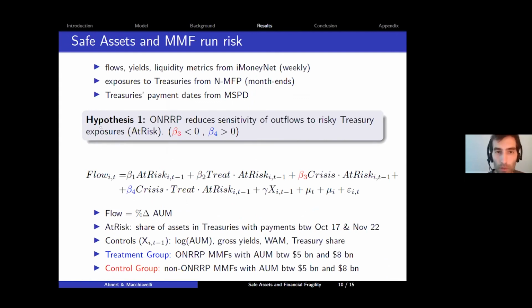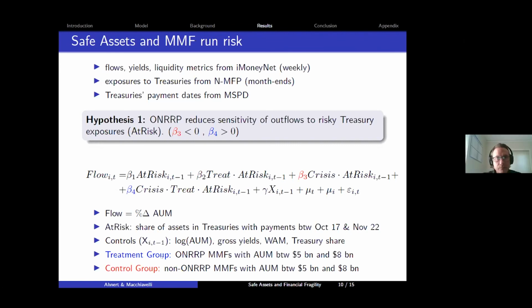The first question we want to test, again in line with the model, is whether the overnight reverse repo, or the safe asset, reduces the sensitivity of outflows to risky treasuries. So we do that in a diff in diff setting where we look at the sensitivity of outflows to at-risk exposures. We allow the effect to be different for treated funds. We allow the effect to be different during the crisis, and the diff in diff term here will be whether the treated funds are less sensitive during the crisis specifically. And again, treatment and control.